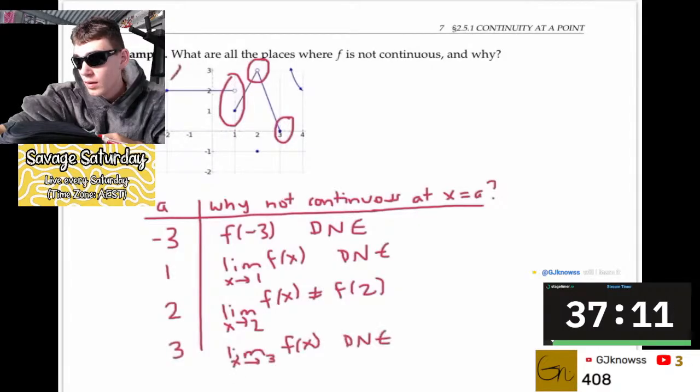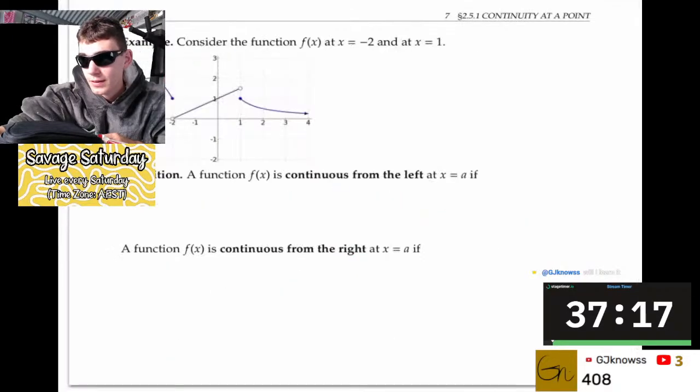Notice that at x equals negative 2, even though the function turns a corner, the function is still continuous because the limit exists and equals 2, and the value of the function is also 2. The function drawn here is not continuous at x equals negative 2 because the limit doesn't exist at x equals negative 2. The limit from the left is 1, while the limit from the right is 0.